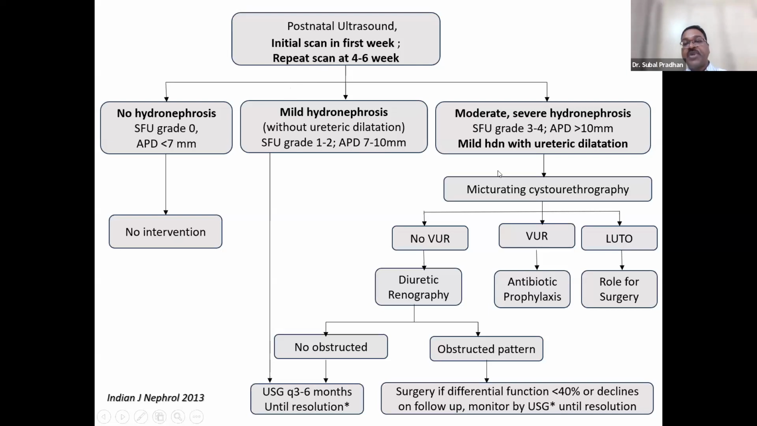If there is moderate to severe hydronephrosis, or mild hydronephrosis with ureteric dilatation, that means mild hydroureteronephrosis, MCUG should be done. If there is no VUR, you need to do DTPA for obstruction. If there is no obstruction, again follow up every 3 to 6 months until resolution of the hydronephrosis. If there is obstruction, the indications for surgery I have already mentioned: if the differential function is less than 40% or a decline in function of more than 10%, you need surgical intervention. If there is VUR, then consider antibiotic. If there is low-grade obstruction, may need surgical intervention.